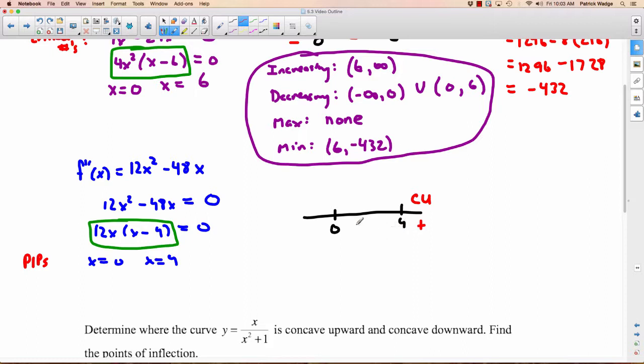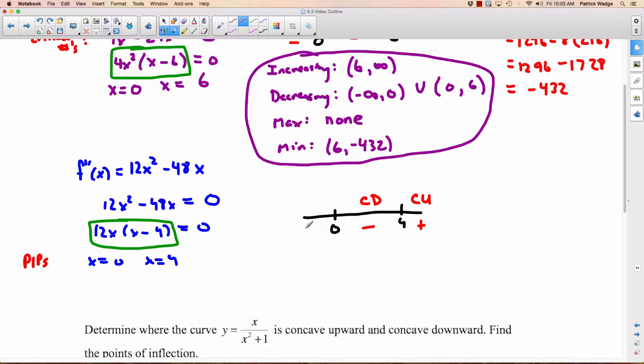Okay, let's pick a number between 0 and 4. How about 2? 12 times 2, positive. 2 minus 4, negative. Positive times negative is negative. So in this interval between 0 and 4, the graph is concave down. Number less than 0. How about negative 10? 12 times negative 10, definitely negative. Negative 10 take away 4, definitely negative.